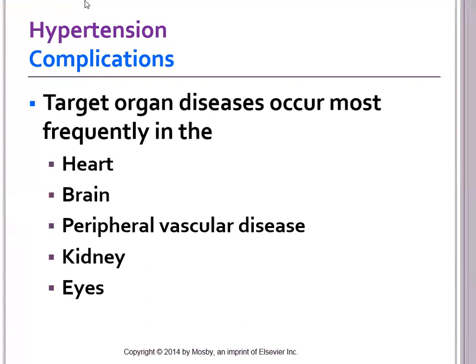Hypertension is a major risk factor for coronary artery disease. Hypertension disrupts the coronary artery endothelium. Remember that endothelium plays a big role in hypertension. It causes stiff artery walls and narrows the lumen. That's it for today.